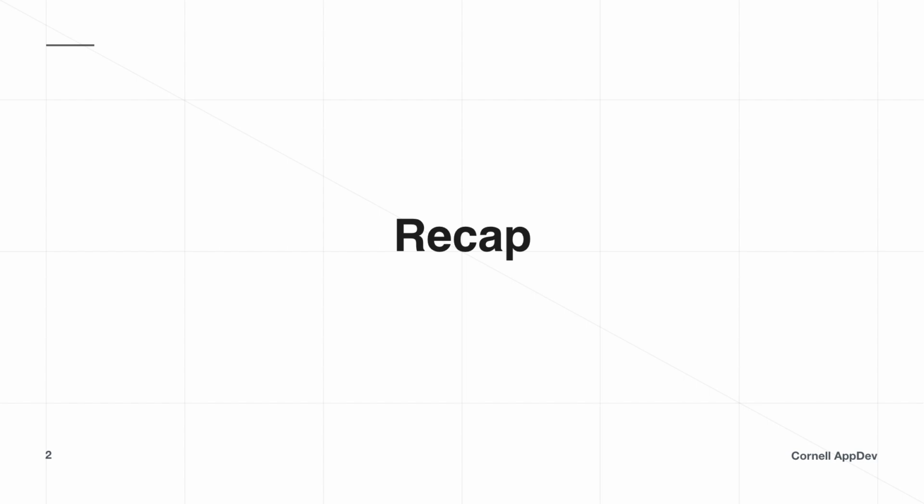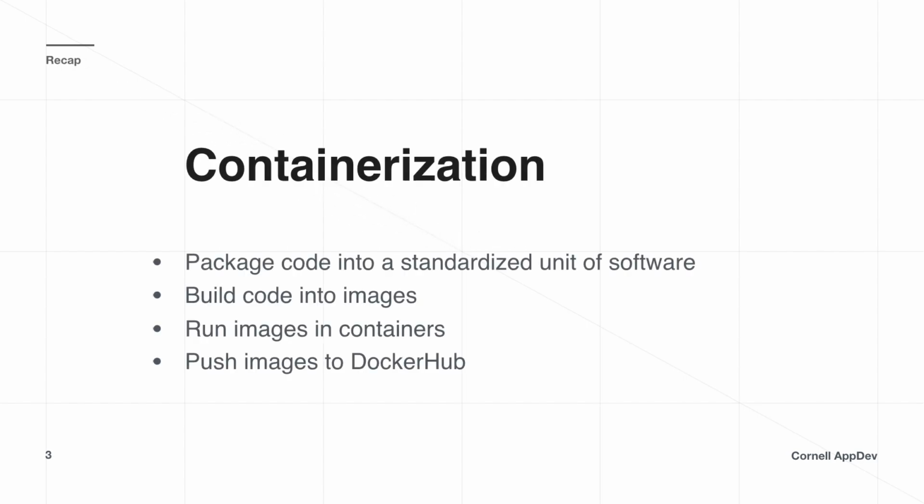So, first off, a recap of what we did last lecture with containerization. Containerization is just this process of packaging code into a neat, standardized unit of software so that it's able to run on any machine regardless of the host operating system. We will be using Docker for our containerization.